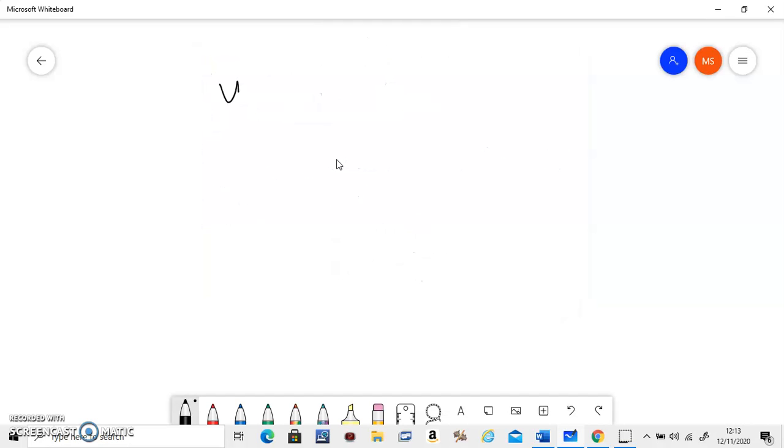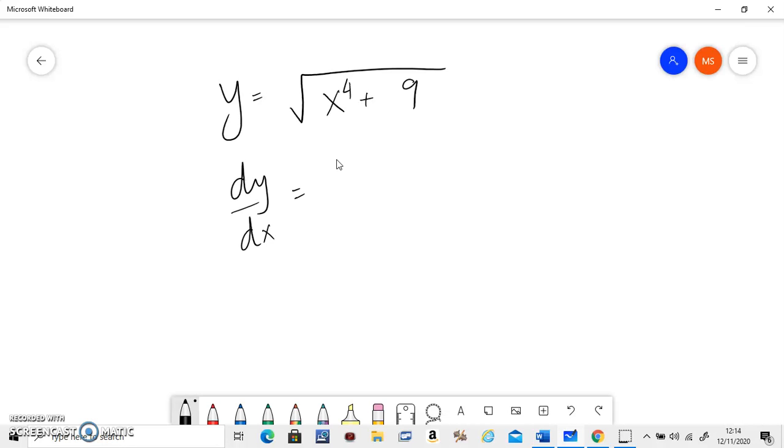If I give you something like this, y equals the square root of x to the 4 plus 9, and the question is find dy by dx. The first thing is, before you apply the chain rule, you need to get rid of the root somehow and make it into a power. Whenever you see a root, the power is 1 over 2. So just remember, if you see the root, the power is 1 over 2. Now this is of the form x to the n, where n is half.